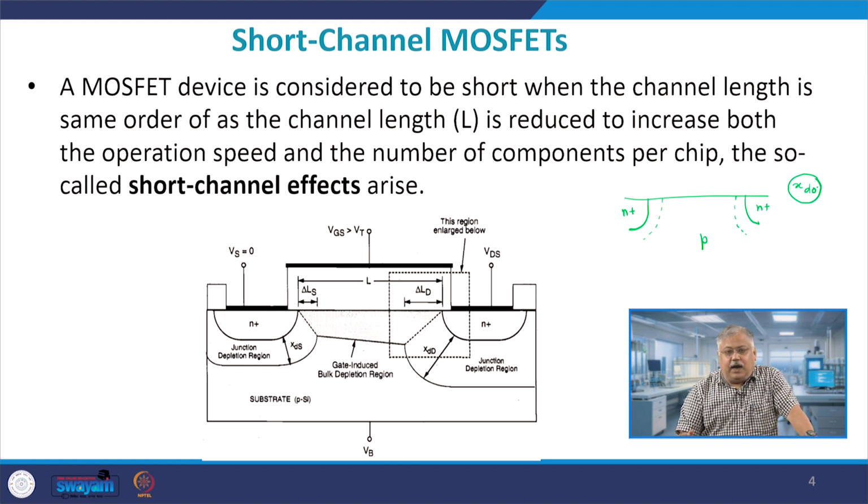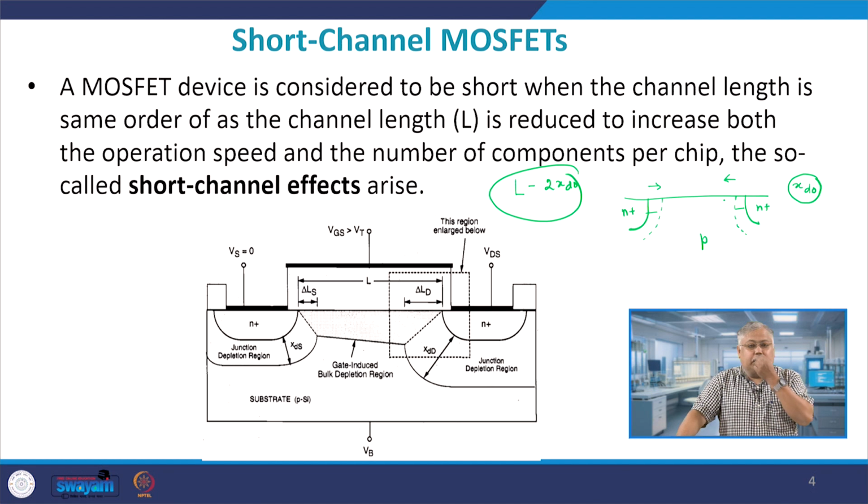Now, as you start reducing the dimensions of the channel and you make the channel length smaller, which effectively means you try to bring the source and drain closer to each other, then the effective channel length which you get is L, which is the channel length, minus 2 times XD0, where XD0 is the depletion width at this end and this end. Assuming that the doping concentration on the source and drain are exactly equal, the depletion widths on the source and drain side are also equal, and therefore, the effective channel length is L minus 2 XD0, one from source, another from drain.